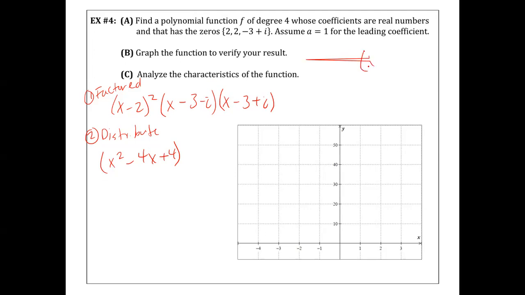Just to make sure we understand that concept, if I had x minus 3 squared, when you're squaring a binomial, all you're doing is doubling and squaring. What is negative 3 doubled? Negative 6. What is negative 3 squared? Negative 3 squared is 9. So x minus 3 squared is x squared minus 6x plus 9.